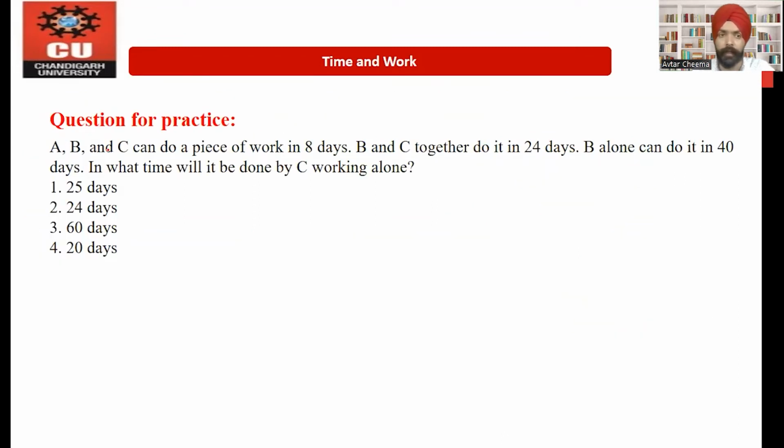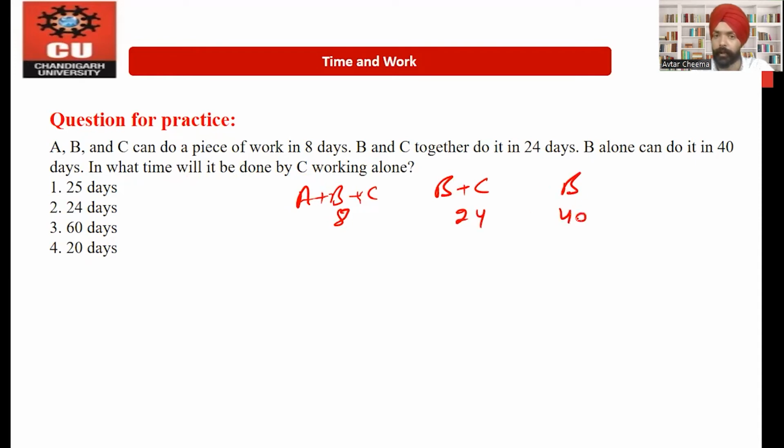Next one. A, B, C can do a piece of work in 8 days. B and C together can complete the work in 24 days. B alone can do it in 40 days, right? Find the time taken by C working alone. So I will write down: A, B, and C complete the work in 8 days, B and C in 24 days.